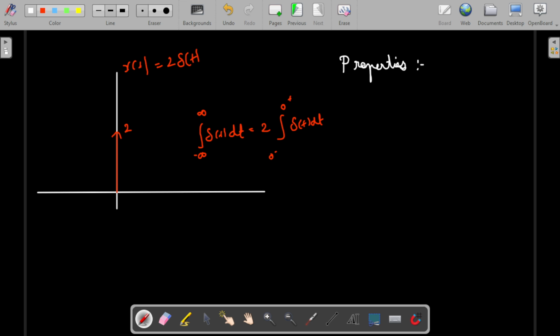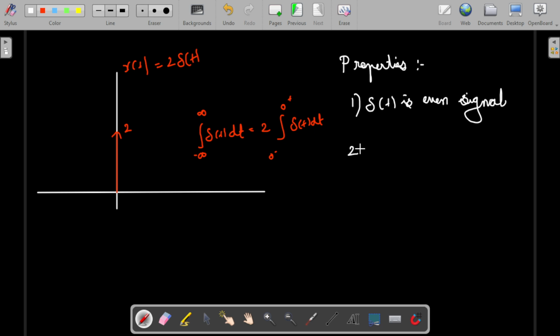Now the significant property is that del of t is an even signal. Even signal means the time axis negative value and the positive value need to be the same. But here, if you see, all the values are 0, except at 0. So this will be considered an even signal. Okay, so that is the thing.